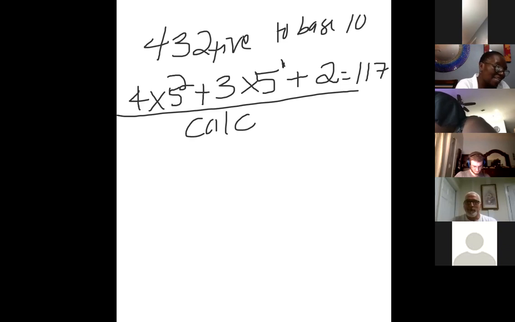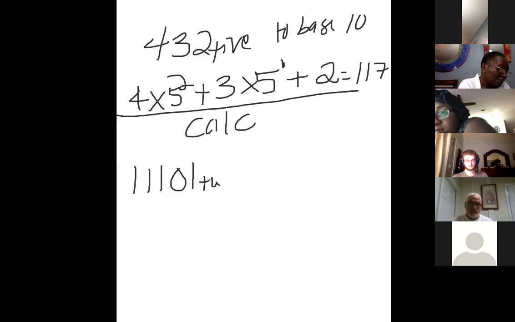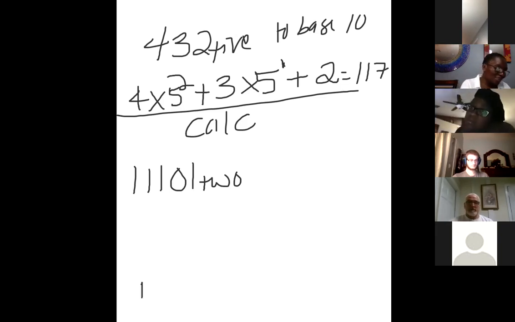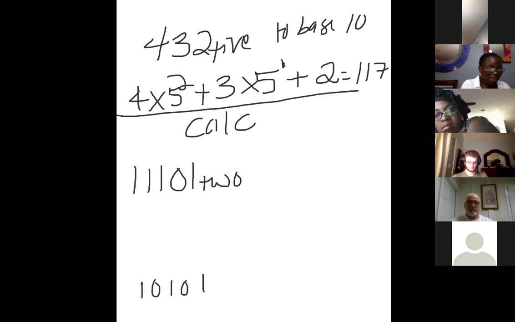So let's do a binary digit one. So here's the binary digit. It's 1101 base 2. Okay, we're going to convert that one. Now, the first base 2 problem we did, where we were converting 21 to base 2, it turned out to be 10101.